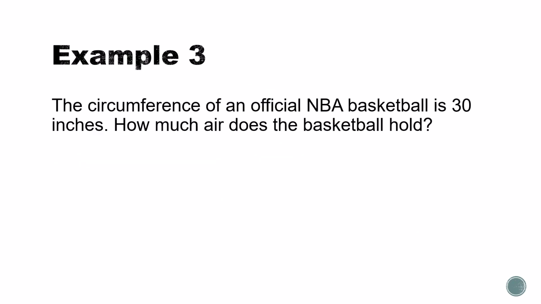All right, example 3 says the circumference of an official NBA basketball is 30 inches, and we want to know how much air does it hold. So that statement, how much air, implies filling it up. So that's going to be a volume problem. So we're going to start with finding the volume.